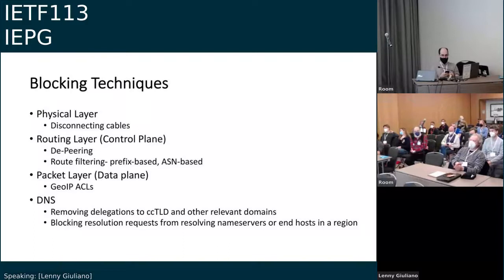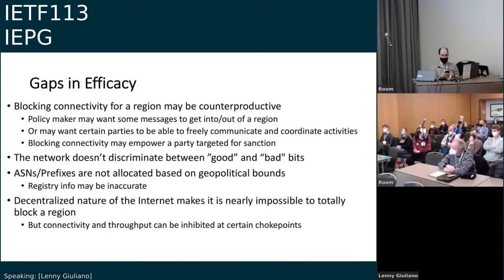And then we looked at DNS. Some approaches might be removing delegations to TLDs and other relevant domains. Also, blocking resolution requests that might be coming from a resolving name server or end hosts that might be in a region. The next area we examined was gaps in efficacy. Would this actually work? What would this do? Some of the intended and unintended consequences.